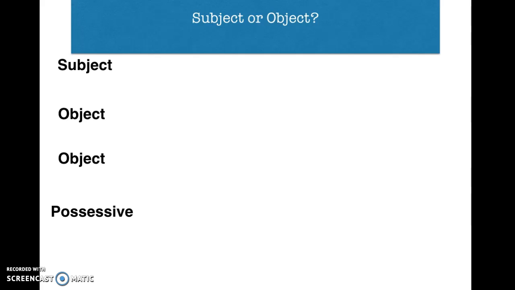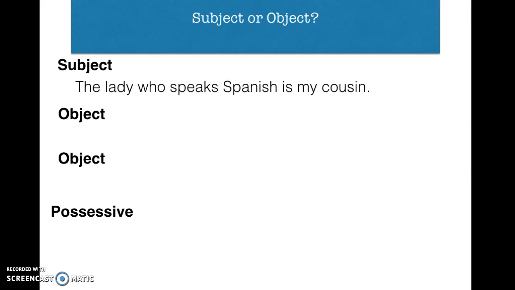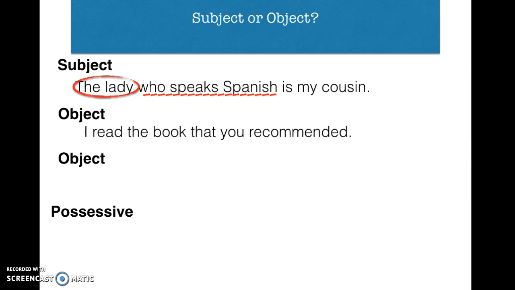So in each sentence, we have a subject or an object. Let's look at the first one. The lady who speaks Spanish. This is the relative clause, who speaks Spanish, and the lady is obviously the subject. So we can't get rid of that who. We need that who. Okay? But for the next one, I read the book that you recommended. So this is the relative clause, and it refers to book, and book is the object in this case. So we can actually take that out. I read the book you recommended. That's fine.